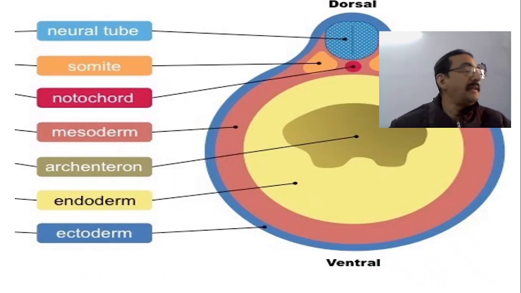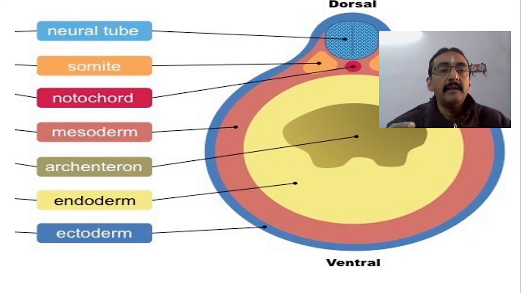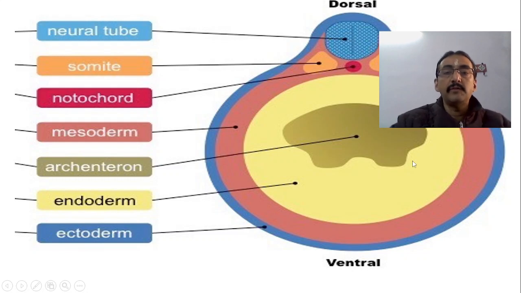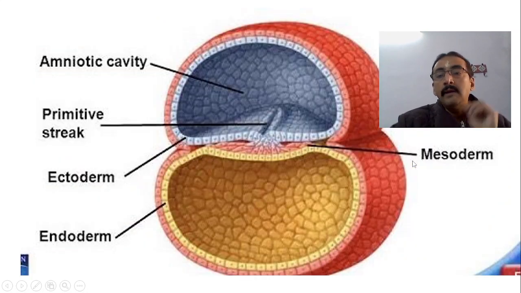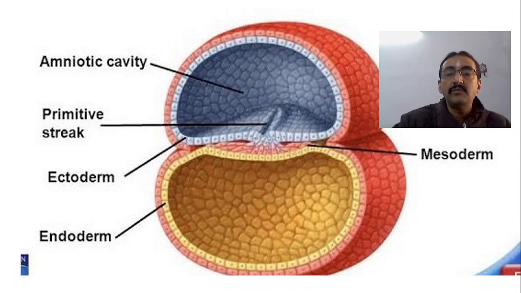Now here the things are very clear again. Here is the neural tube, then the notochord, then comes mesoderm, ectoderm, endoderm, with the dorsal portion and the ventral portion. You can see it over here in the cross-sectional view. Now this is again the amniotic cavity. You can see the mesoderm, ectoderm, then endoderm, then the amniotic cavity is there, and this particular cavity, the blastocyst cavity, is there.